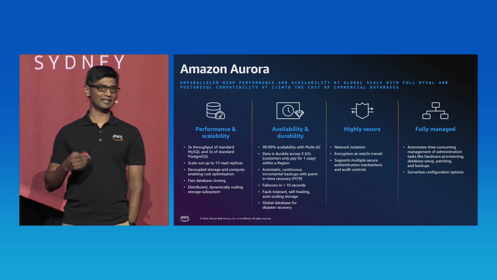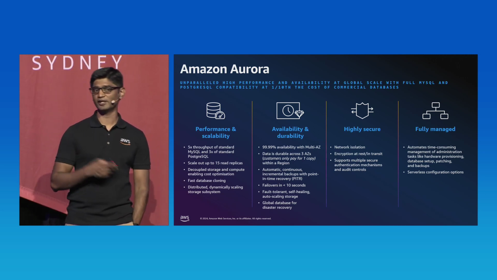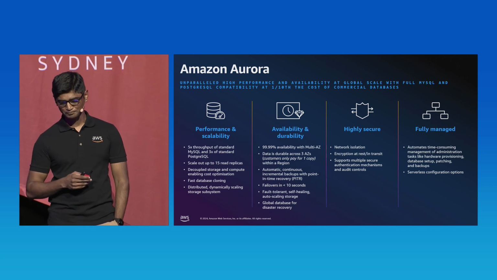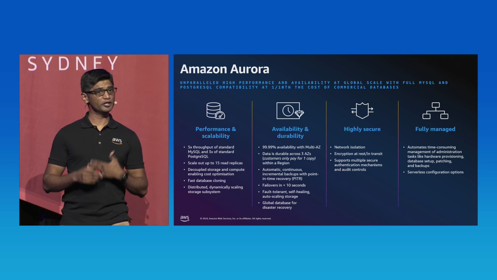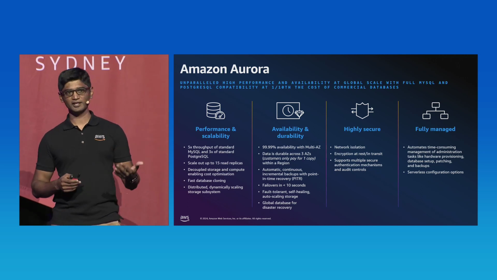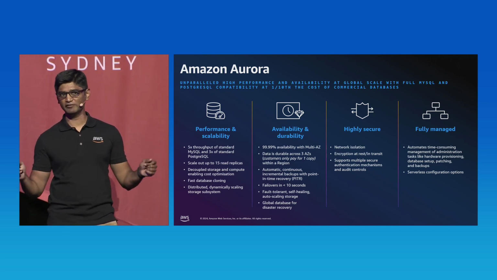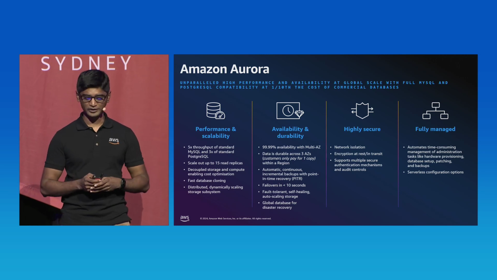Because of that, we get higher throughput for both MySQL and Postgres compatibility engines. And these storage nodes are great for high availability, right? You don't need to do anything. When you create your Aurora cluster, it's automatically spread across 3 availability zones. We automatically set it up for high durability.